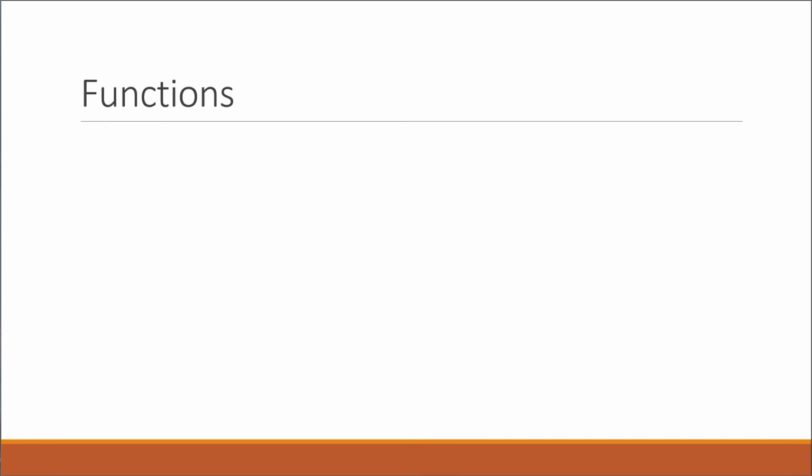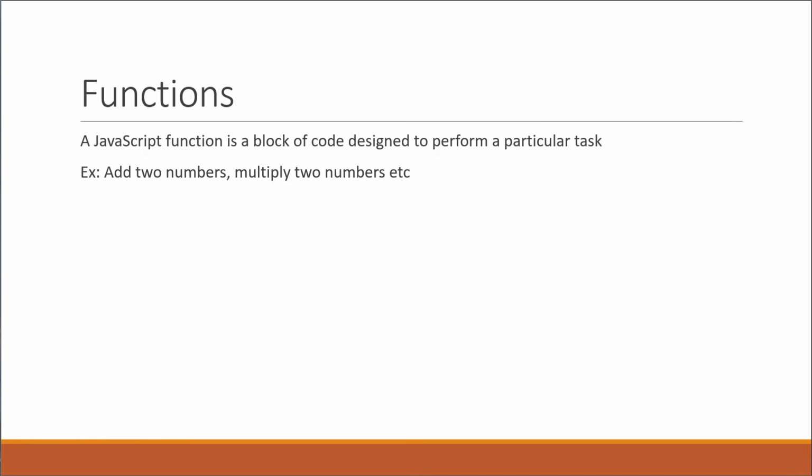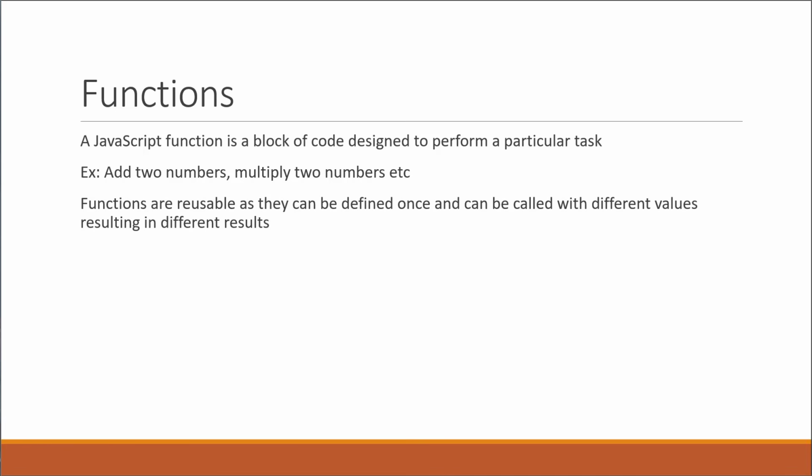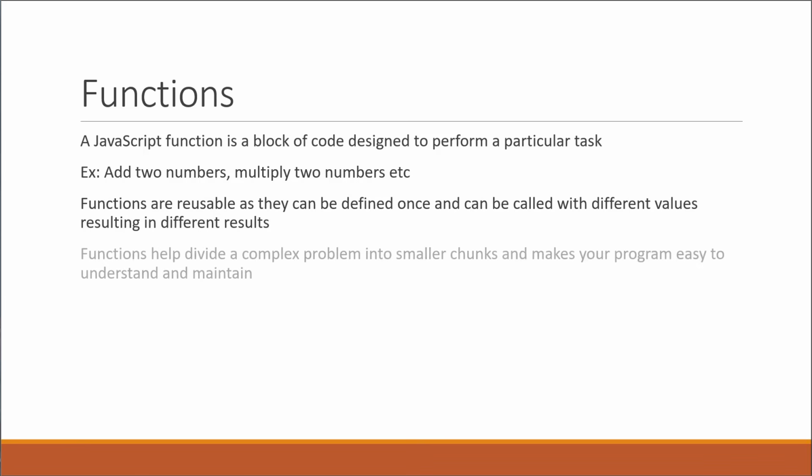Alright, for the penultimate topic in this crash course, let's learn about functions. Functions are one of the fundamental building blocks in JavaScript. A JavaScript function is a block of code designed to perform a particular task, for example, add 2 numbers, multiply 2 numbers, etc. Functions are reusable as they can be defined once and can be called with different values, resulting in different results. Functions also help divide a complex problem into smaller chunks and make your program easy to understand and maintain.